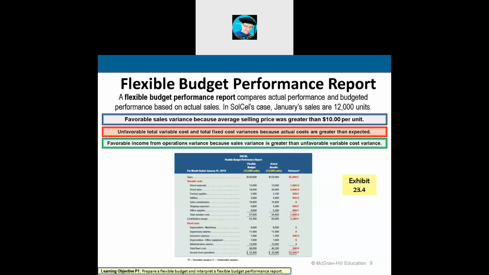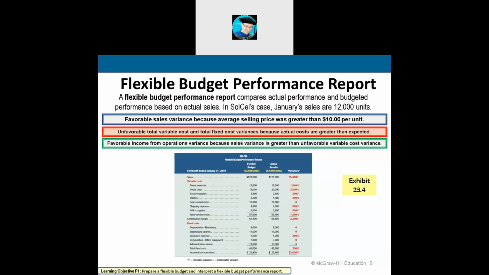Utilities. Electric bill was high that one month. So I'm over by $400, unfavorable. Shipping expenses. I budgeted for $4,800. I actually only used $4,300. So it's favorable, $500.